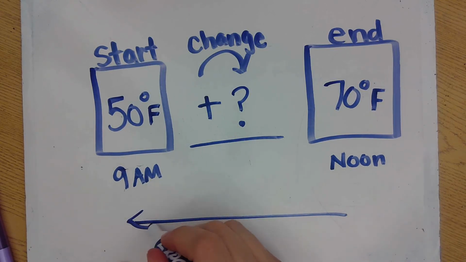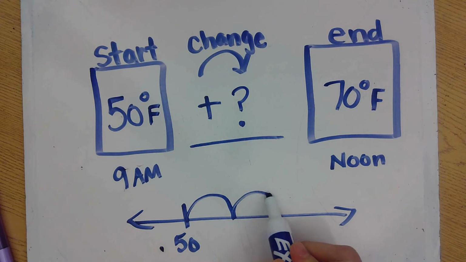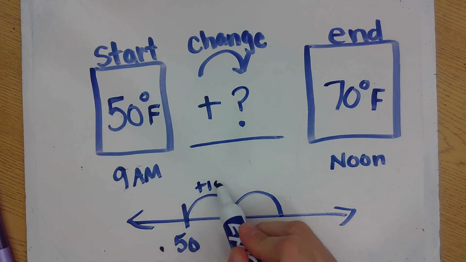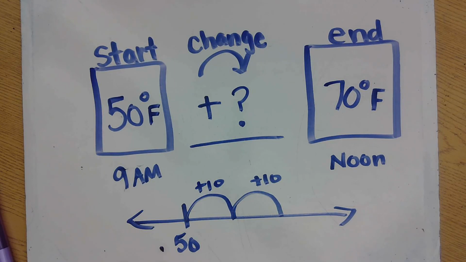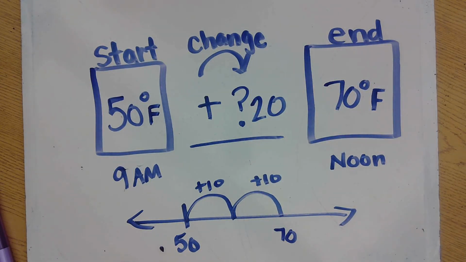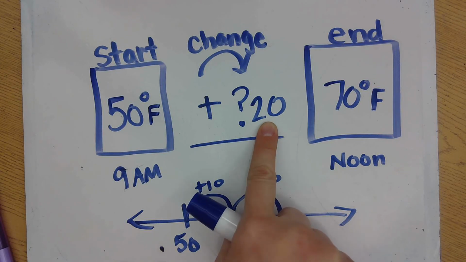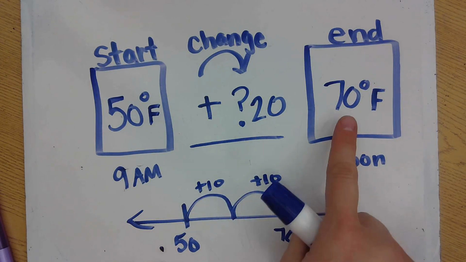I know that if I use an open number line and I start at 50 and I'm trying to get to 70, I'm going to be making a couple of hops. And every time I hop, that's going to be 10. So 50, 60, 70. So I hopped twice. So it took me 20, adding 20 to get to 70. So I started with 50 degrees Fahrenheit. The temperature went up 20 degrees. And by lunchtime, it was 70 degrees.